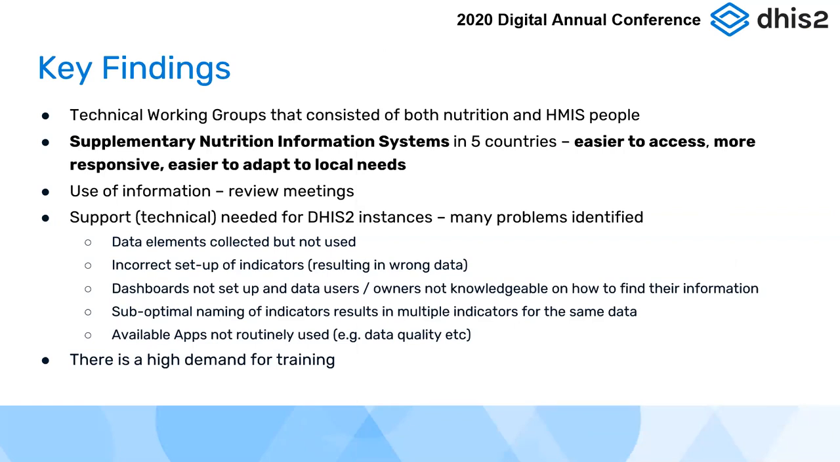There was use of information with review meetings, and when looking at DHIS2, substantial problems. Data was collected, not used. Indicator construction, I want to cry. And the other bad news was that so many people did not have access to basic apps. The data quality app is not available to them. The map app is not available to them. And lots of people wanted training.